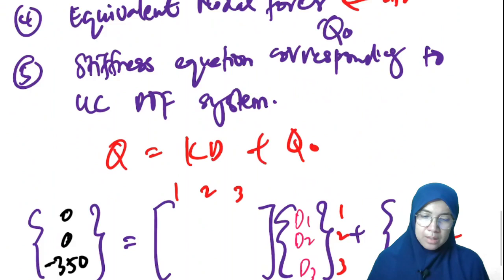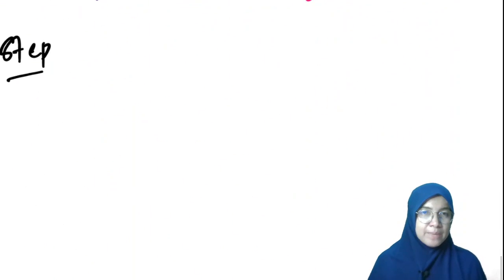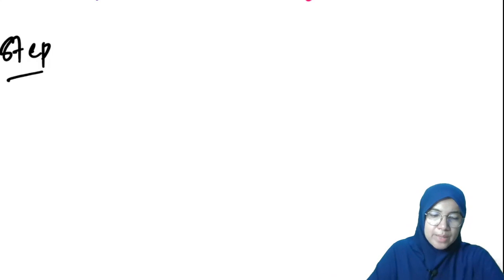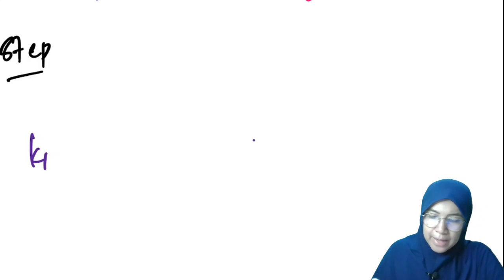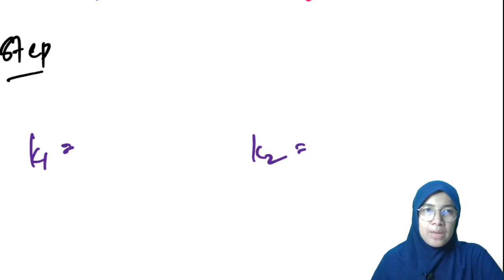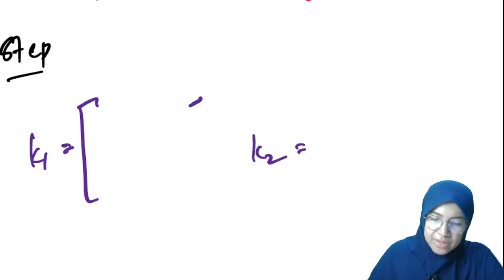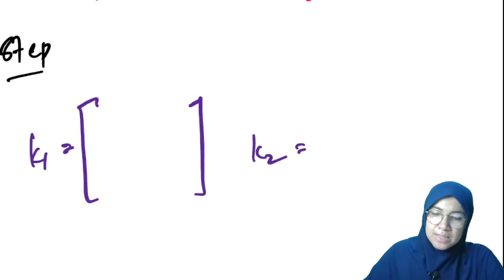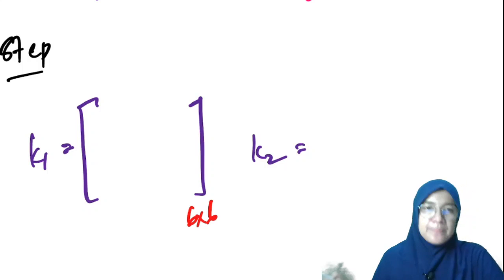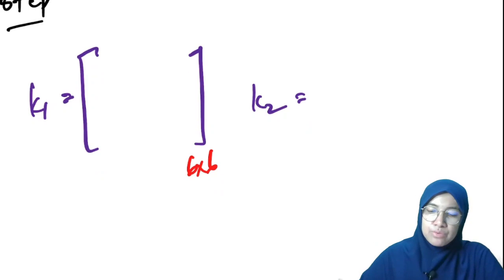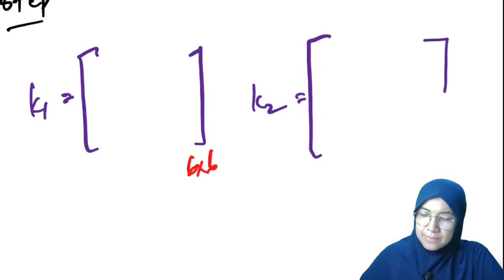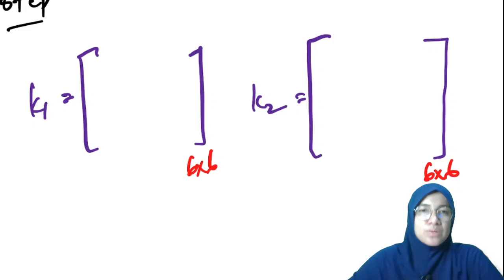So we have 6 by 6. We will have K1 and K2, and of course the matrix for each is 6 by 6. The same goes for K2, 6 by 6, because 3 belong to the near end and another 3 belong to the far end.